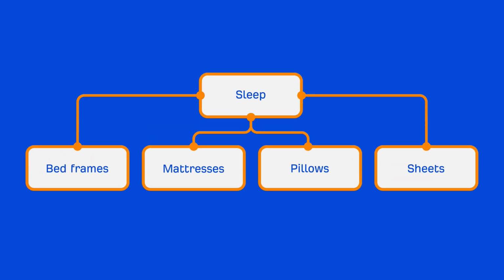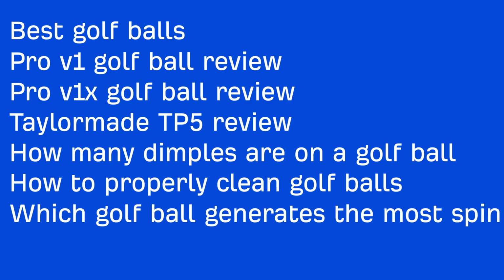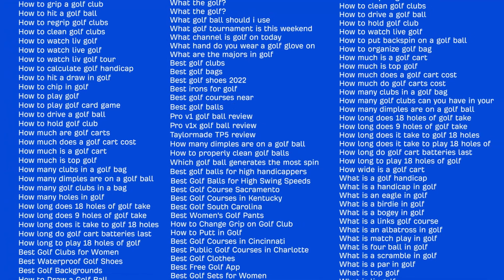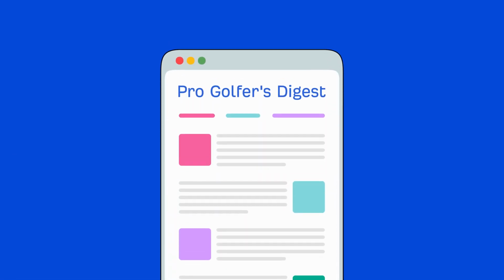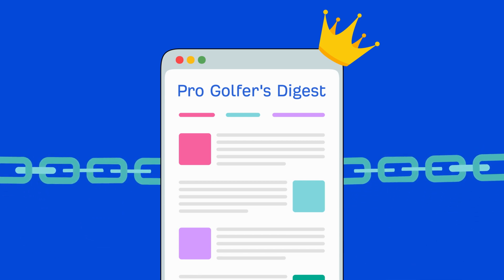So you cover topics like best golf balls, Pro V1 golf ball review, Pro V1X golf ball review, TaylorMade TP5 review, how many dimples are on a golf ball, how to properly clean golf balls, which golf ball generates the most spin, best golf ball for high handicappers, and add another 100 or so topics. Assuming your content is of high quality, over time, people will begin to see you as an expert in your niche. And because of that, they'll more likely link to your web pages because it's well trusted. Again, I'm barely scratching the surface, but my point should be clear.